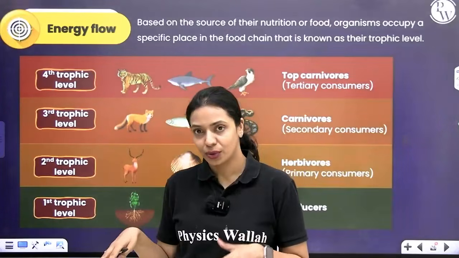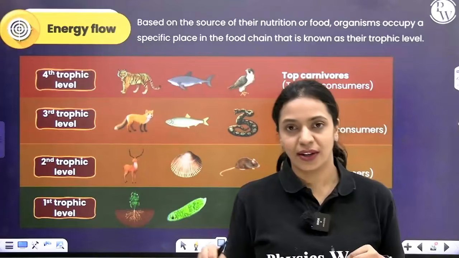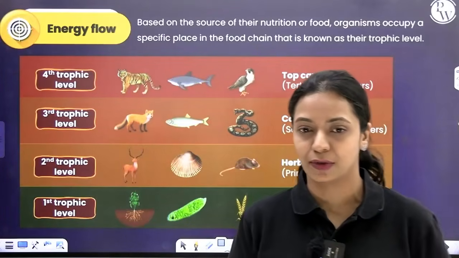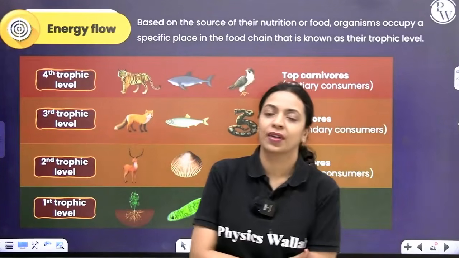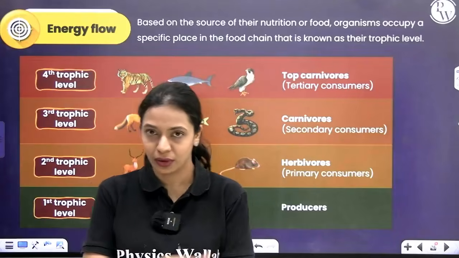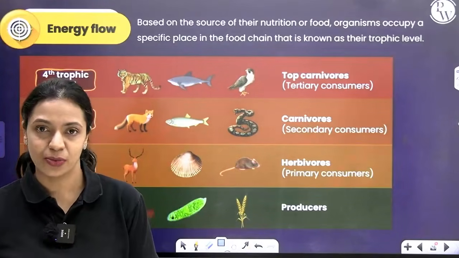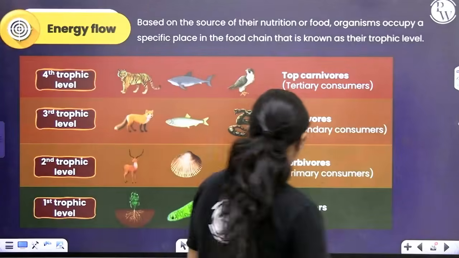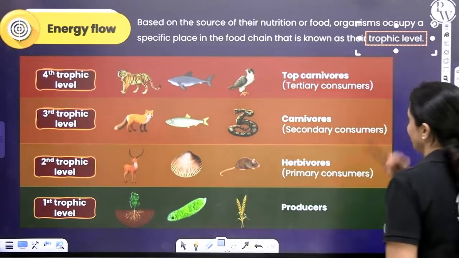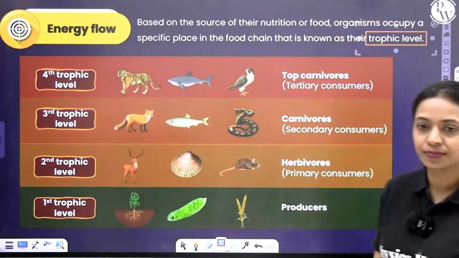DFC is the major conduit of energy in terrestrial ecosystems, and in aquatic ecosystems it is the grazing food chain. Okay, now let's continue talking about energy flow and learn about an important term called trophic levels, which you're already aware of, right? In your lower grades also you may have learnt about trophic levels. What is a trophic level?